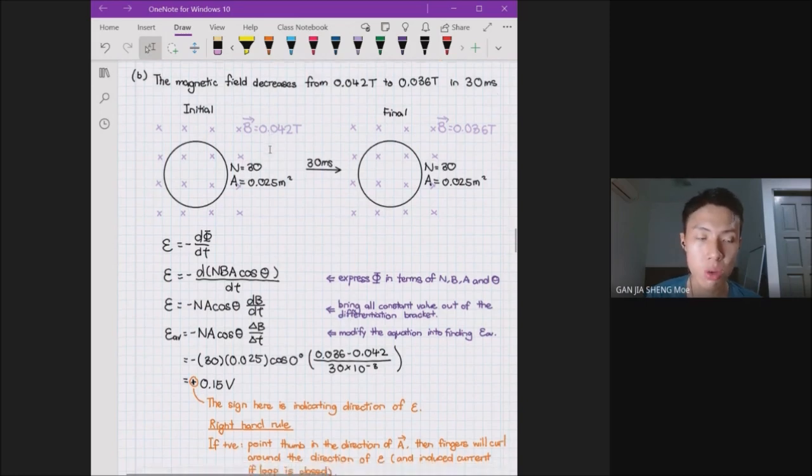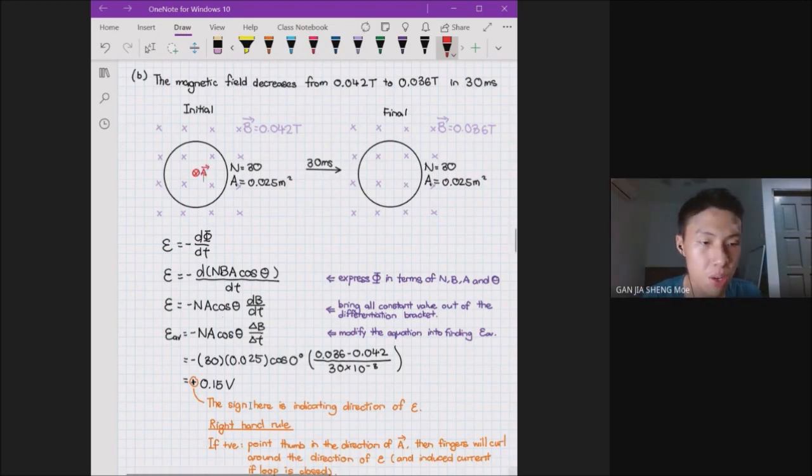So the steps to do this question are still the same. You break the magnetic flux linkage into NBA cos theta. You take out what is constant. The number of turns is constant. The area is constant. The angle between B and A is constant. You bring it out. Again, we are going to take the area vector to be pointing in the same direction as the magnetic field, on the same side as the magnetic field. So in this case, the area vector will be pointing into the page.